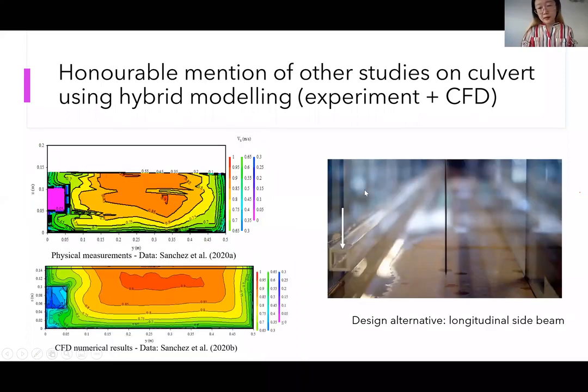Again, another type of structures that we try to test is a longitudinal side beam, because it was suggested to be effective for fish. So we tested it here experimentally in UQ, and then we did some numerical modeling of the same flow as well. And then as you can see, it's not that similar. It's got similarities there, but it's not that close.